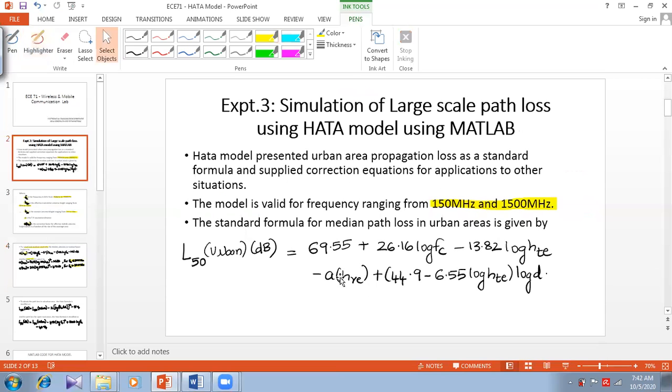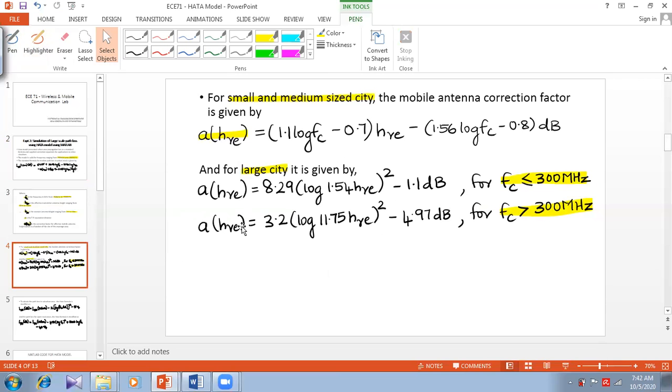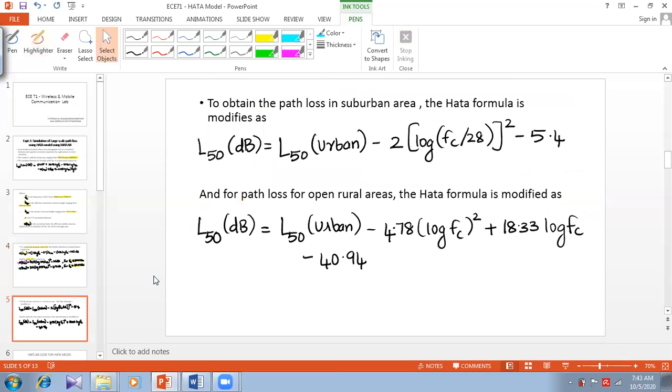You can see a(hre) was one of the factors which was unknown to us. So we can find it out using these formulas. It depended on what area is under consideration. If it was a small and medium sized city, we will go for this formula. If it was a large city, we have to consider the frequency. If it is less than 300, we will go for the first formula; if it is greater than 300, we will go for the second formula. I hope you have clarity on this. Now let us move forward.